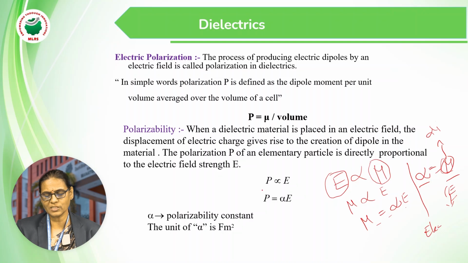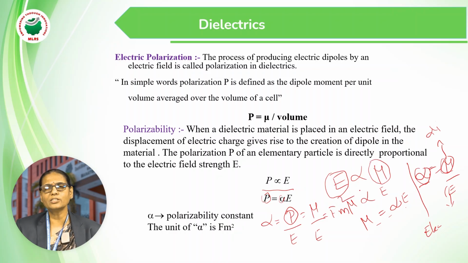Or here I have represented it as P. P is called polarization. Here I have represented it as alpha. Both are one and the same. So, P is proportional to E. P is equal to alpha E. This alpha is called a polarization constant. So, alpha is equal to P by E, you can write. P is nothing but the dipole moment mu by E. So, the units of polarization are farad meter square.